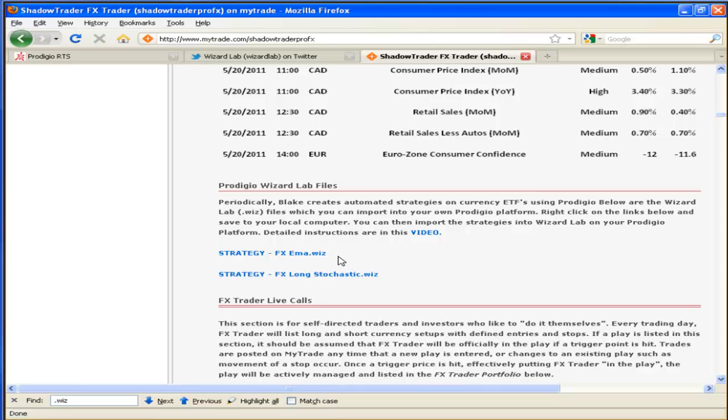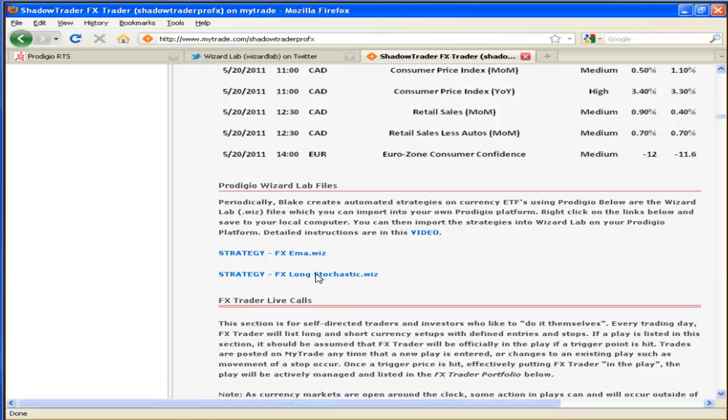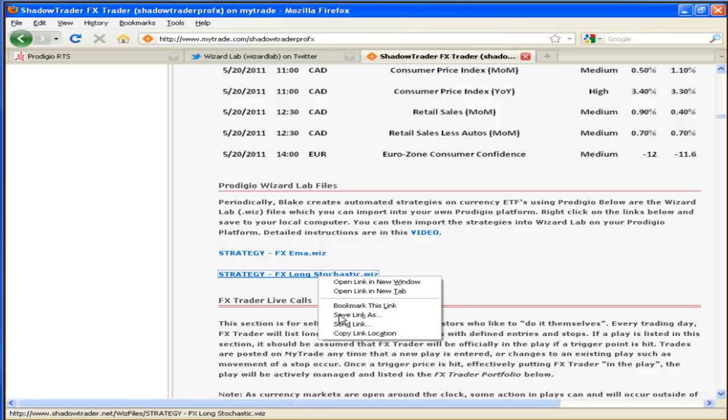And here's one where they've got two Forex strategies that are trading Forex ETFs. They've got one here, it's called Strategy Forex EMA.wiz file, and Strategy Forex Long Stochastic.wiz file. What you can do with these is you can right click on the Wiz file and say Save Link As.